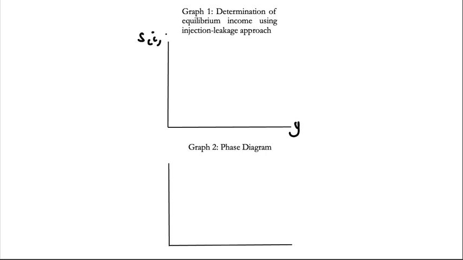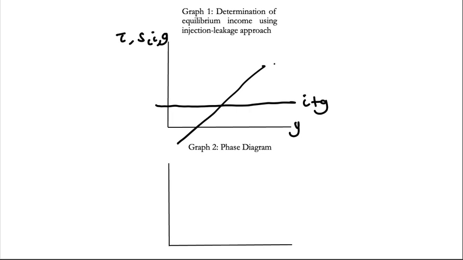saving, investment, government expenditure, and then don't forget tau. So we have I plus G here, and we have S plus tau here. So equilibrium is here. I denote it as YE. Call it W prime as before. I follow the same notation as before, except that I change this Y equilibrium to YE.